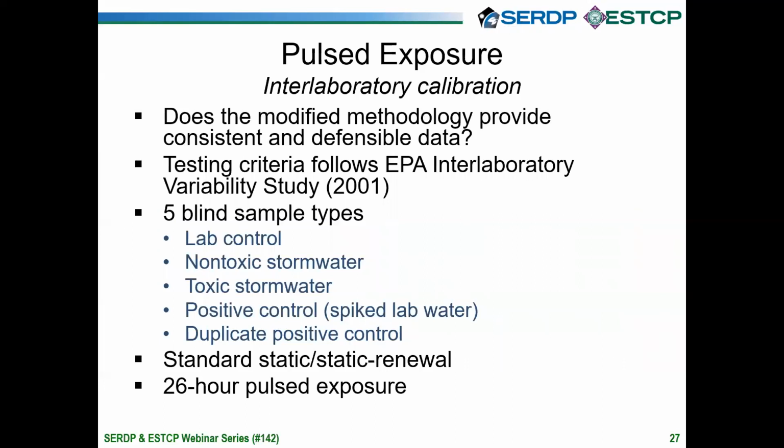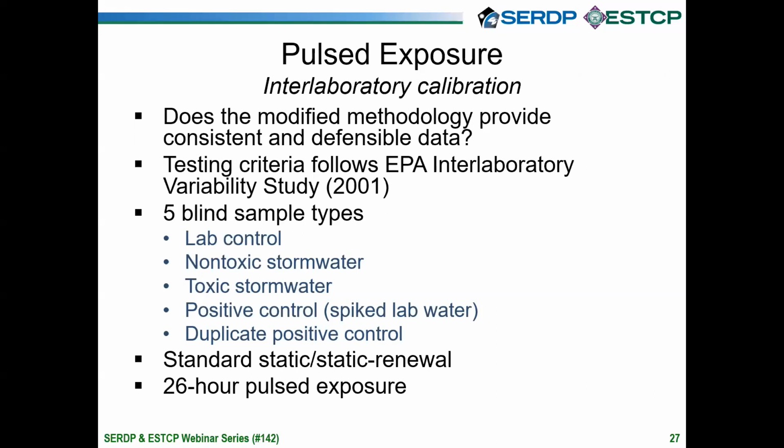So now on to the meat and the good stuff. The goal of this project was to conduct a comprehensive interlaboratory calibration study, or ICS. And the methods that we followed to conduct this study were modeled after an EPA interlaboratory variability study conducted for whole effluent toxicity testing, for short-term testing. The pulse exposure SOPs that were developed through this project were distributed to qualified labs across the US and to a lab in Canada to assess the ability of the proposed pulse exposure methodology to provide consistent and defensible data for monitoring of these episodic discharges.